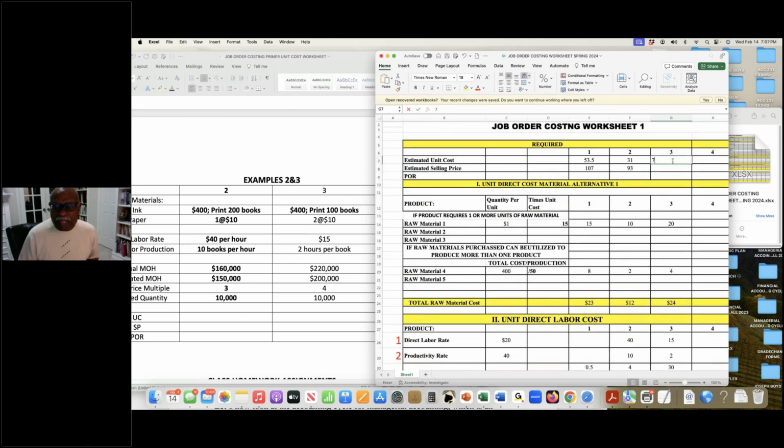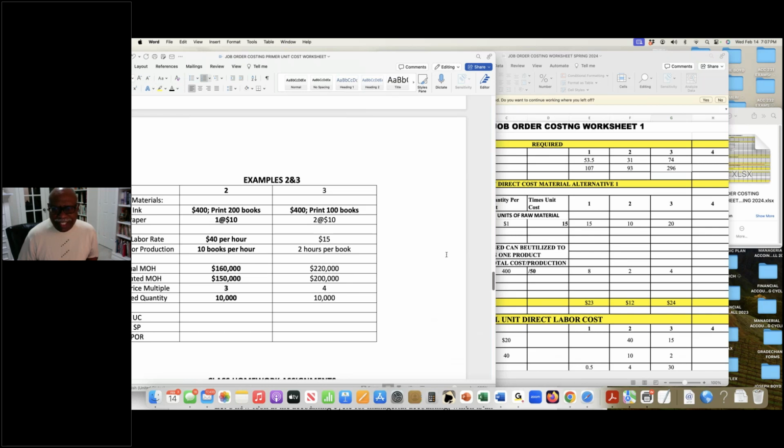What's our selling price multiple? Selling price multiple is 4. So I'll take your word for it, that is 296. Where do we get that? I see it. Selling price multiple is 4. Okay. So then you've got to multiply that.